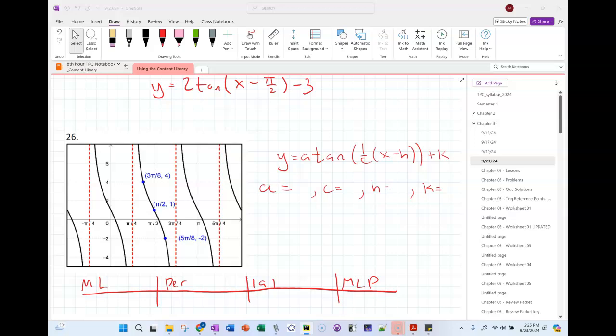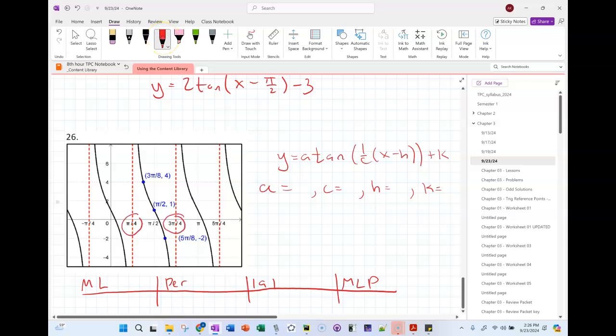Okay. I'm confused how to find the period. Like how did you know before? I mean, it's just this x minus that x. It's just the distance between any two asymptotes. Well, any two adjacent asymptotes.